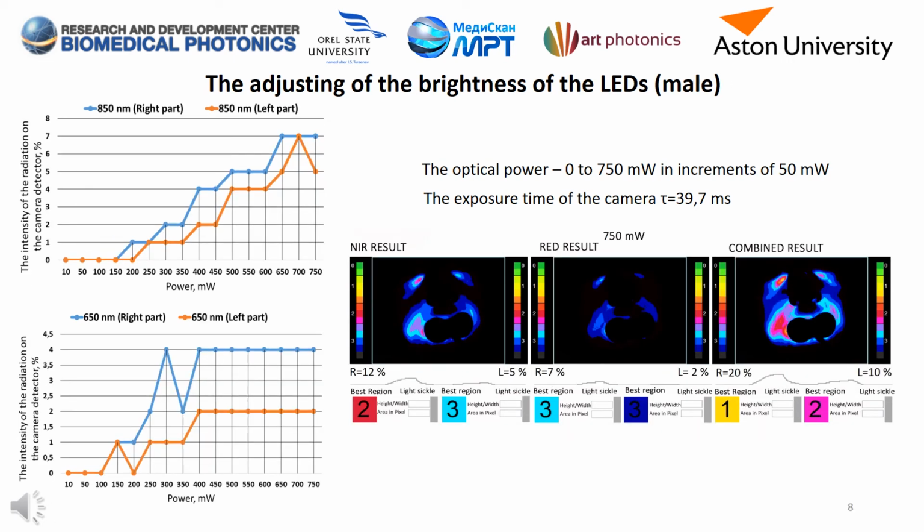In examination of male, we can see that the maxillary sinuses were visualized in the range of 650 to 750 mW.